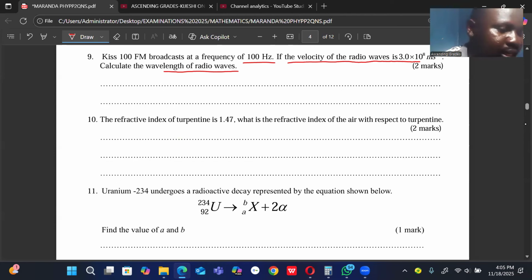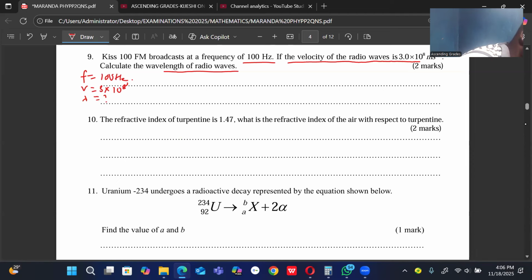I'll give a working in 2 ways here. Number 1, as per the question. Number 2, we change the question. So in this case, you are told that our frequency is 100 Hz, and our velocity is 3.0 times 10 raised to power 8 meters per second. Then our lambda will be what?